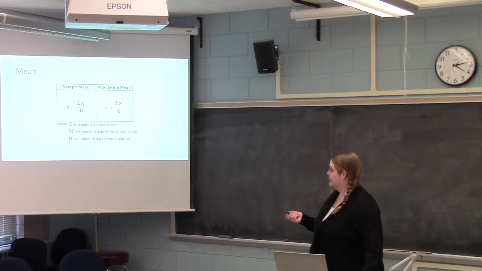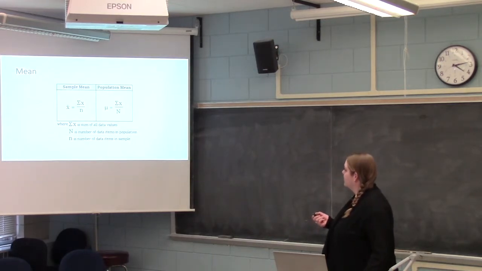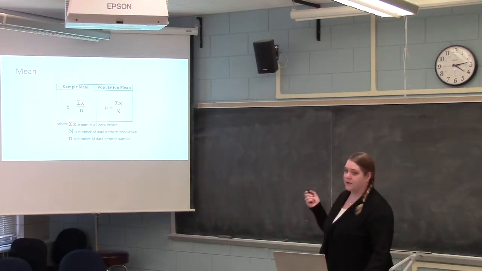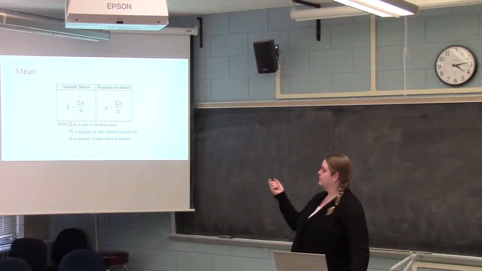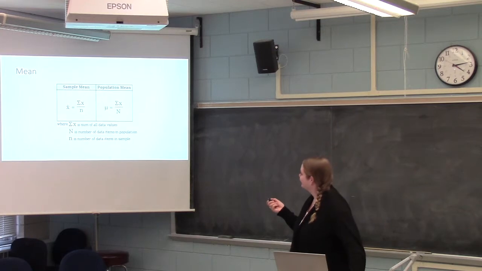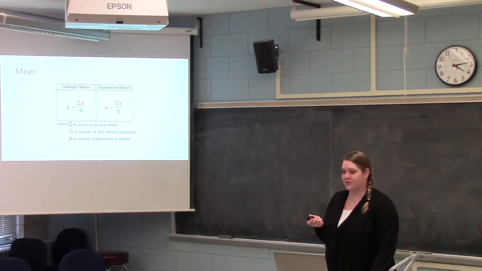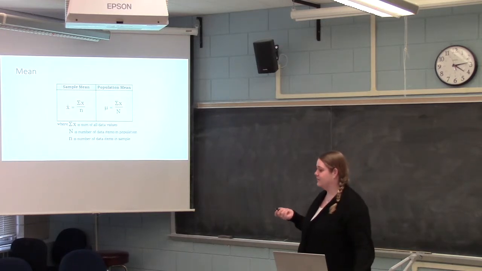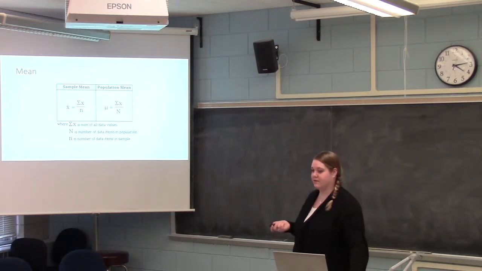The formulas for the sample mean and population mean are very similar. You're going to sum up all of your data points or variables for the numerator, and then you're going to divide that by the number of data points you see in the denominator, which in the sample mean is denoted by a small n, large N for population mean.